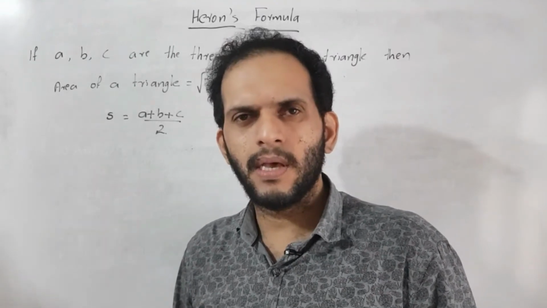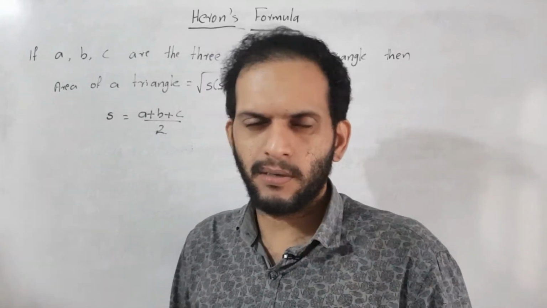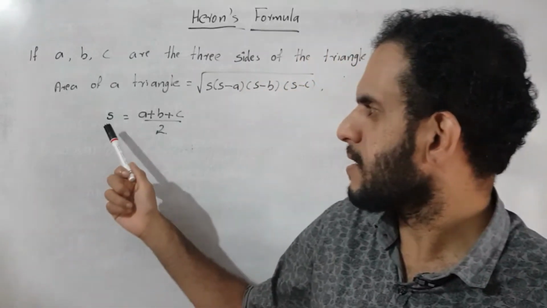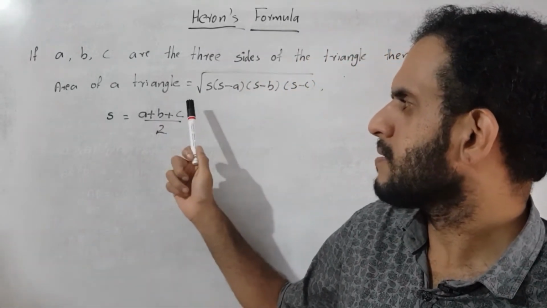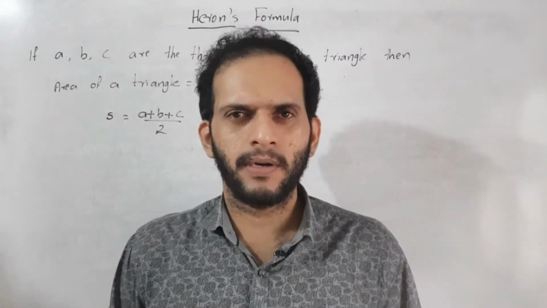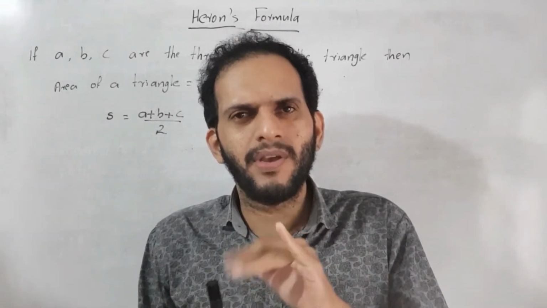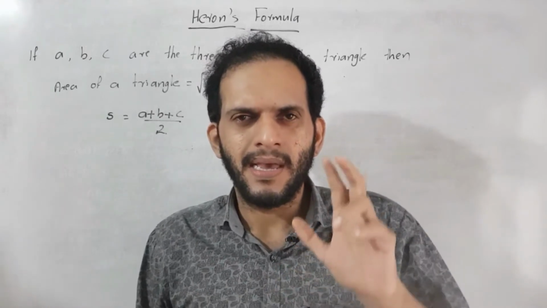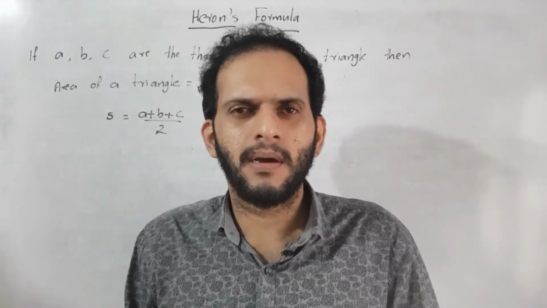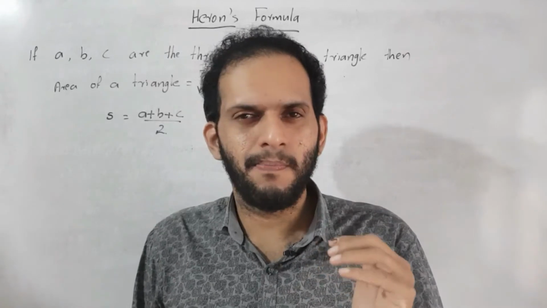And one more term is there. What is that? S. What is S? S is the semi-perimeter. Semi-perimeter means half of the perimeter. So S is A plus B plus C by 2. A plus B plus C is the perimeter of the triangle, because when we add the side measurements of the triangle, we get the perimeter. So S is half of the perimeter, and we call it the semi-perimeter.